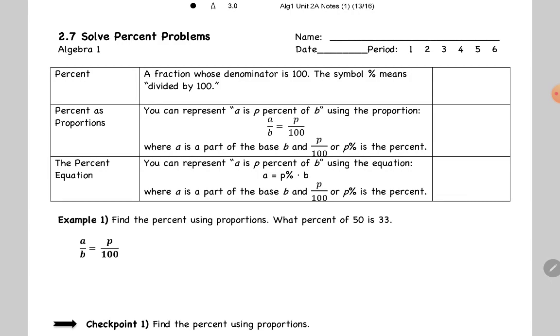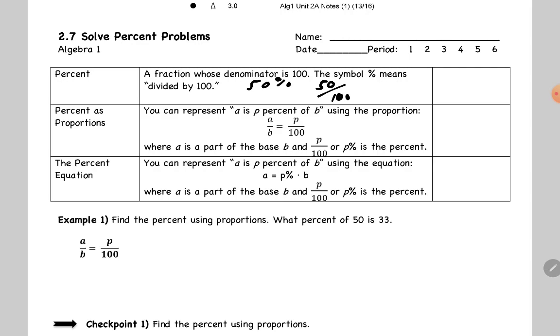Hopefully, you remember from earlier math that a percent is basically a fraction whose denominator is 100. You're just dividing by 100. So if I say 50%, that's 50 divided by 100, right? Another way to look at it is 50% means 50 per cent. Per is a division sign, and cent is 100, like there are 100 cents in a dollar. Okay?